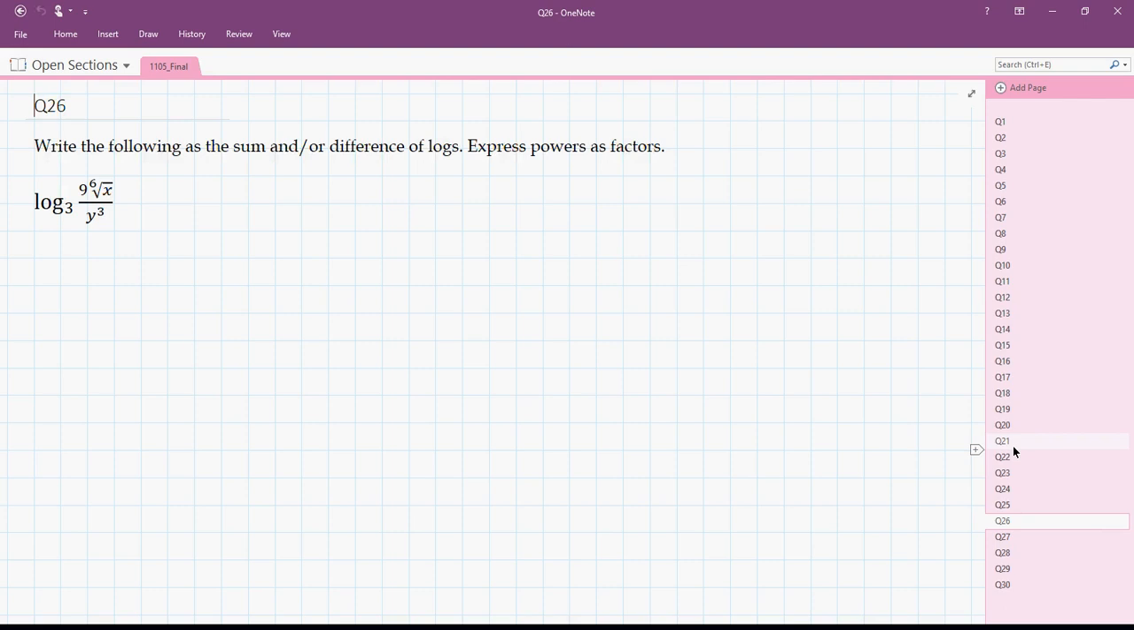So first, I'll break this up using the log A over B rule. So doing that, this division becomes log base 3 of 9 times the 6th root of x minus the log base 3 of y cubed.